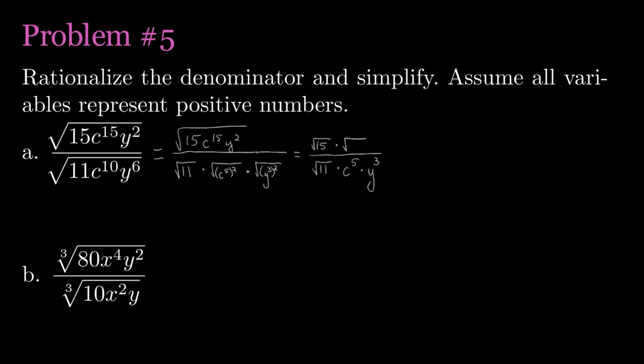So I want to keep the square root of 15 separate in the numerator, and then simplify everything in the remaining factors. So since, again, we have square roots, we are looking for perfect square powers, and c to the power of 15 is c to the power of 14 plus 1, and 14 is 7 times 2. So c to the power of 14 can be presented as the square of c to the power of 7, and then the plus 1 is another factor of c. Now with y squared, it's already a perfect square, so we just leave it as is.